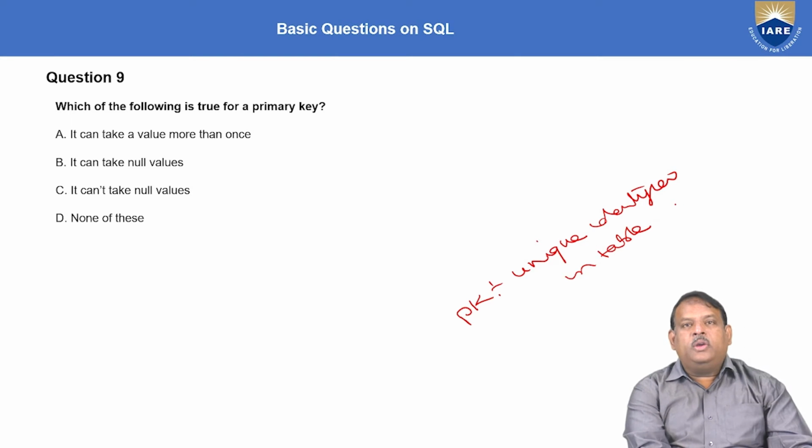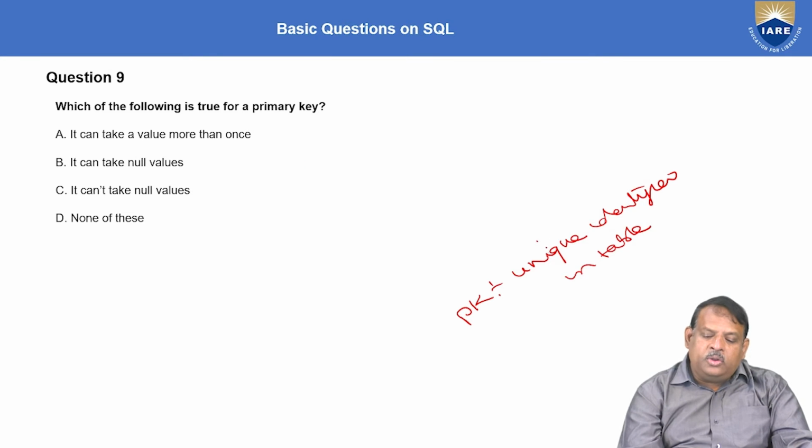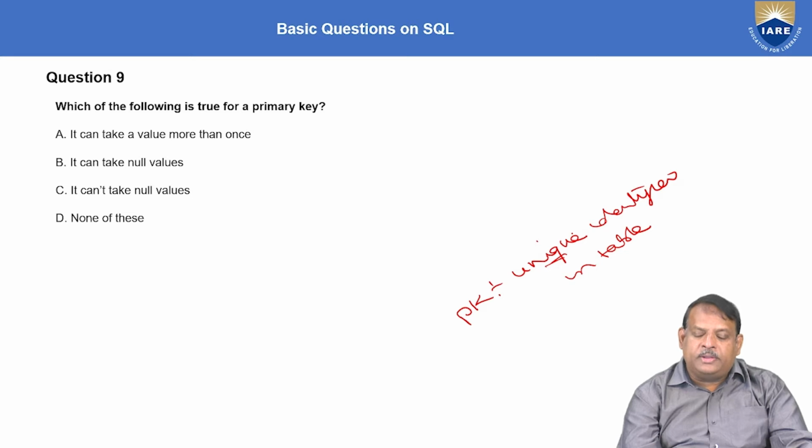Now, which of the following is true for a primary key? So what is unique? Unique means it should be only once. For example, I have a student table.